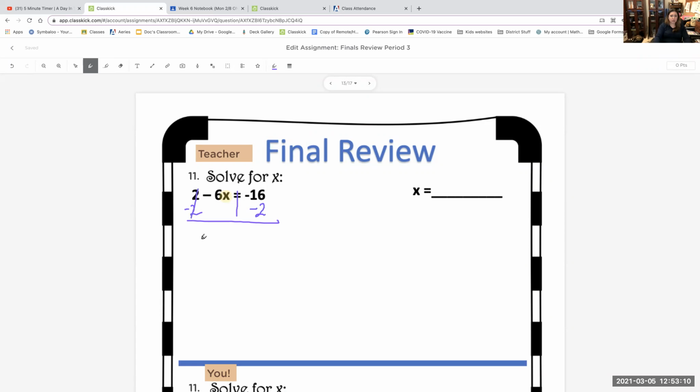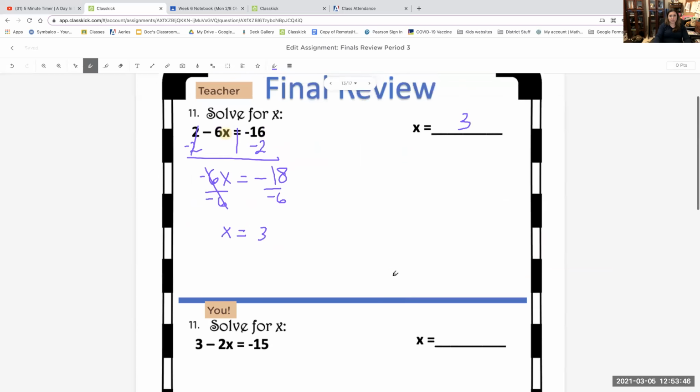My 2's go away. I'm left with -6x equals a negative, and a negative gives me a negative. I owe you 16. I owe you another 2. So how much do I owe you now? I owe you 18. Divide both of these by a -6. My -6's go away, and I'm left with x equals what? 6 goes into 18 3 times, but I have 2 negatives, so that's my answer right there. Just a +3. Super easy.